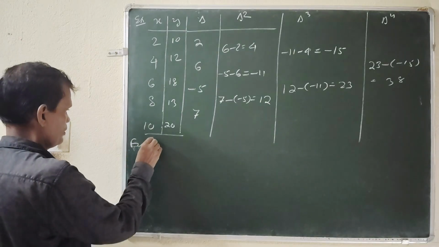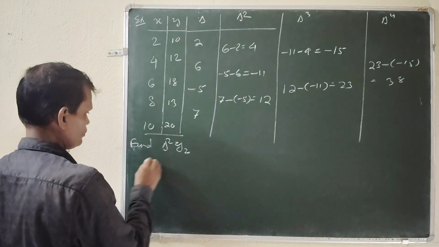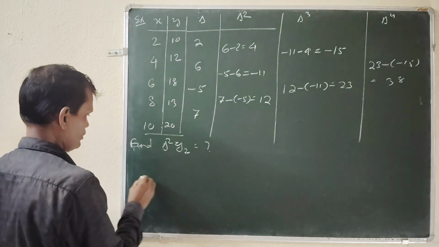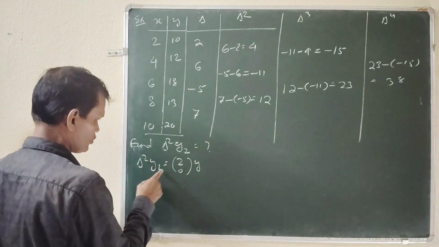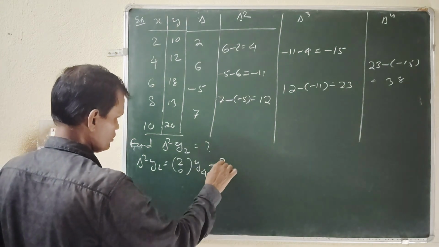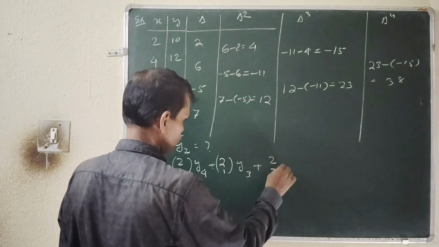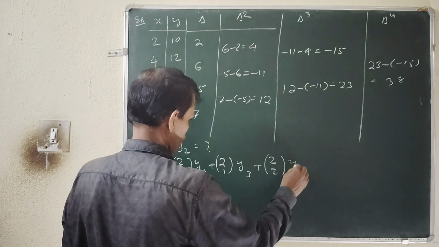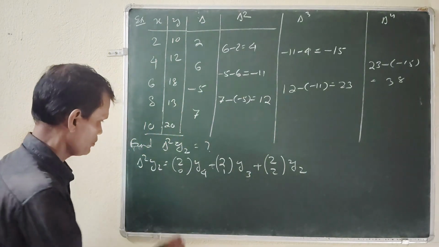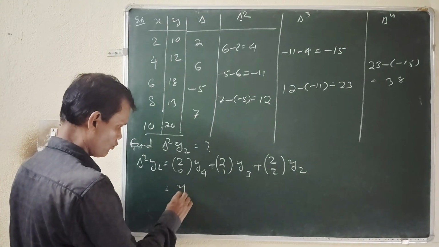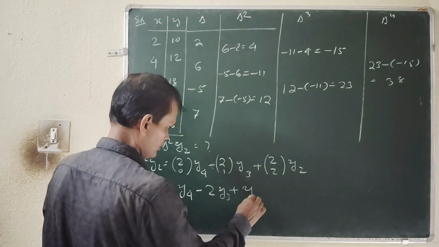Find delta square y2. So delta square y2 is equal to 2C0 y4 minus 2C1 y3 plus 2C2 y2, because 2 means this is the n. So 2C0 is 1, that is y4, minus 2C1 is 2, that is y3, plus 2C2 is 1, that is y2.